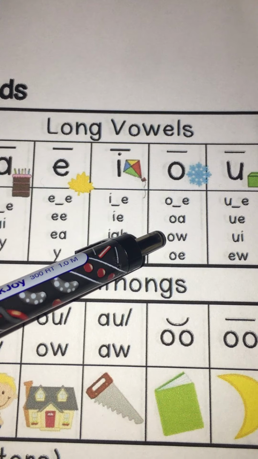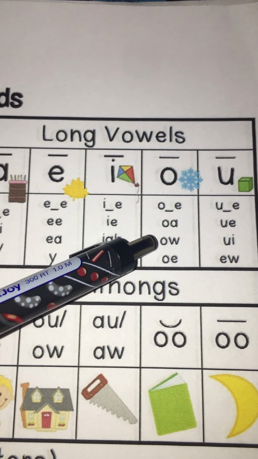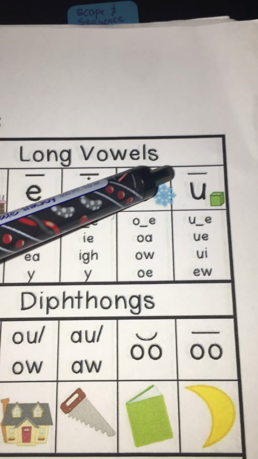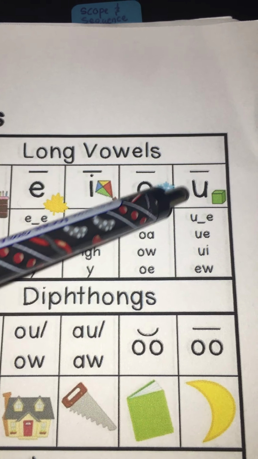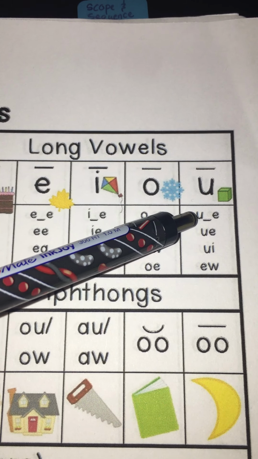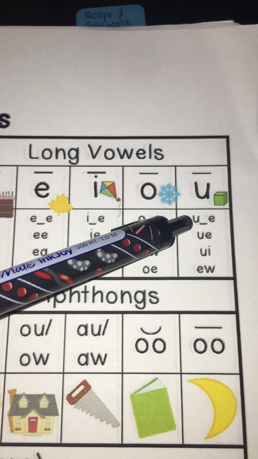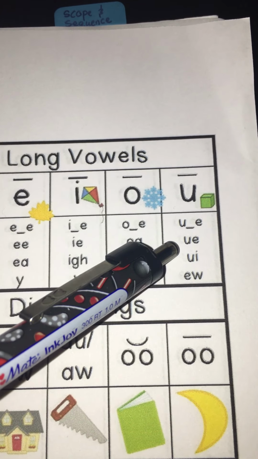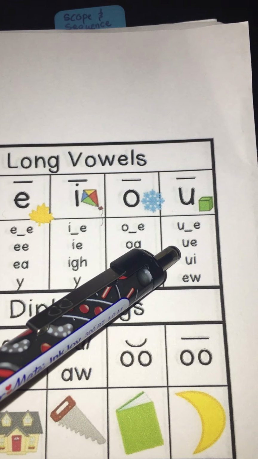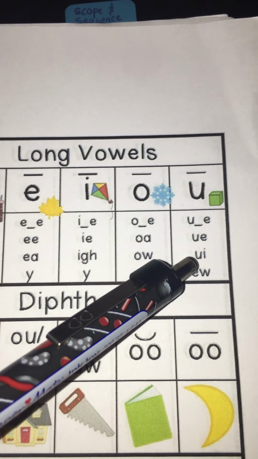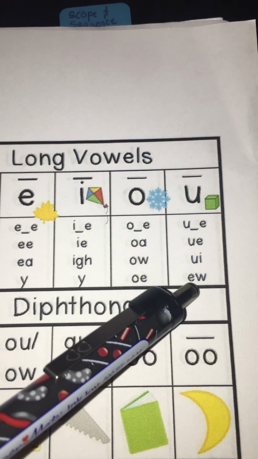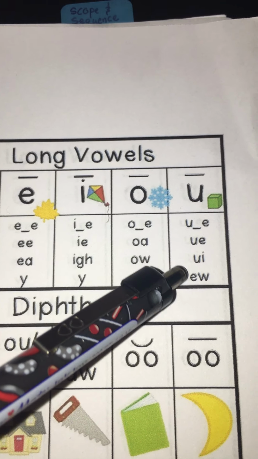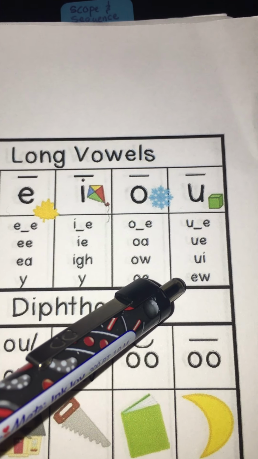OW makes two sounds actually, and we'll learn that in the next set. Here we have long U, same thing with the silent E. Whenever there's a silent E, it'll make that U go long, and so it says u. UE says u. UI says u. And EW says u. Some examples are glue, fruit, and few.